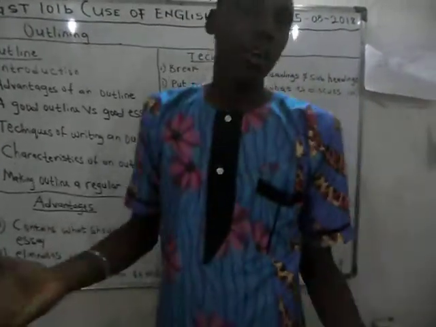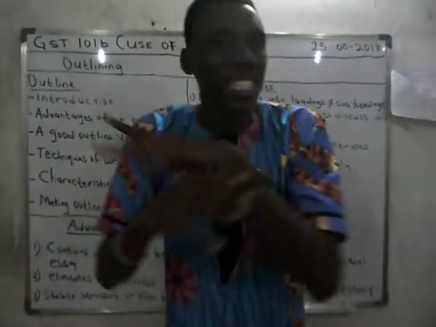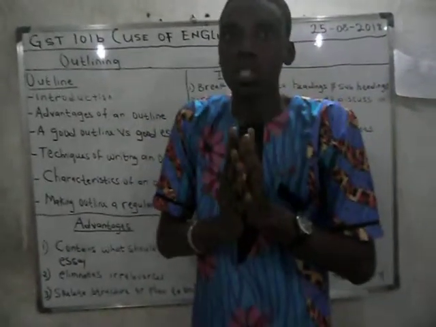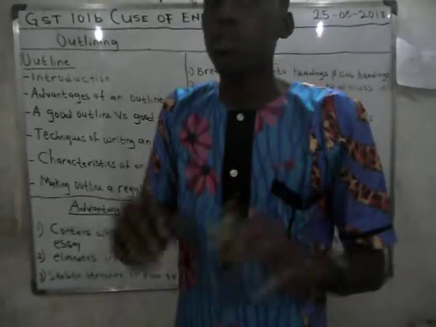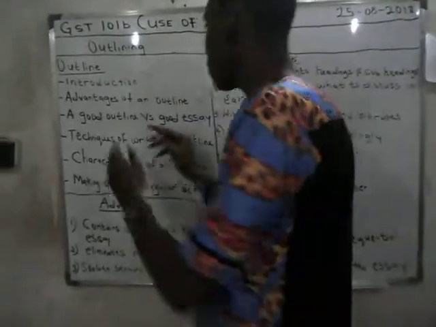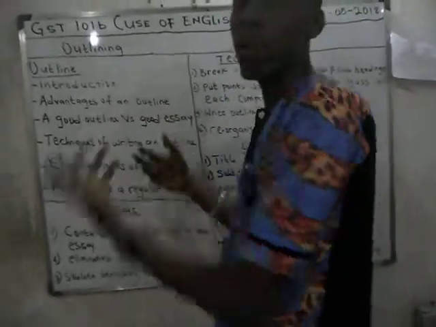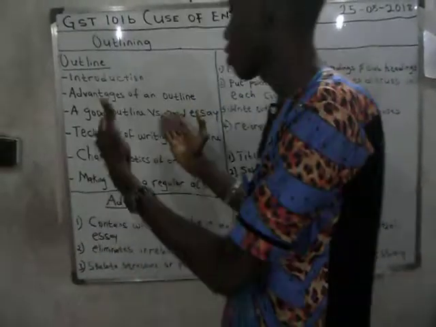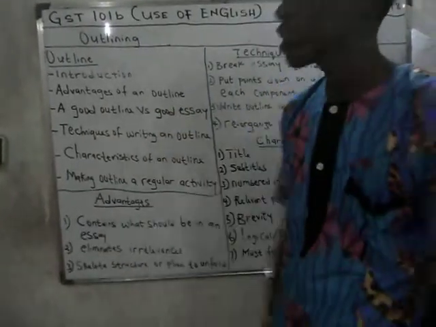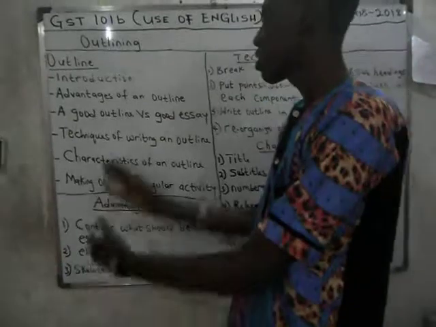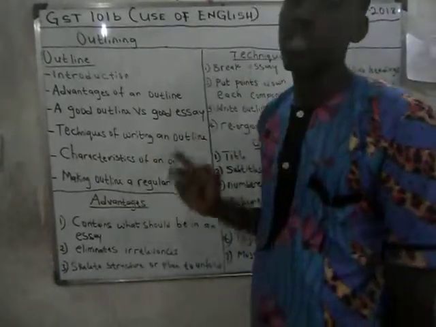But a bad outline does what? It destroys, it tarnishes, it orchestrates what? The effectiveness of what? That outline. Now, having looked at trying to compare a good outline and a good essay and seeing their relationship, the next step line of action we're going to look at is what? The techniques for writing an outline.